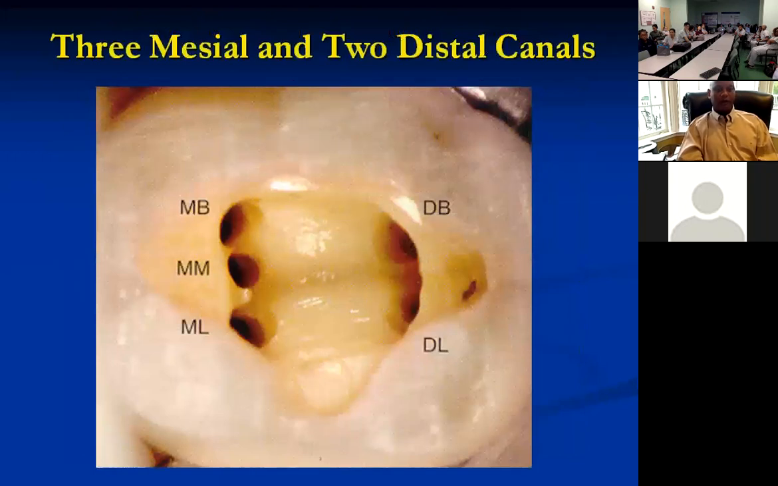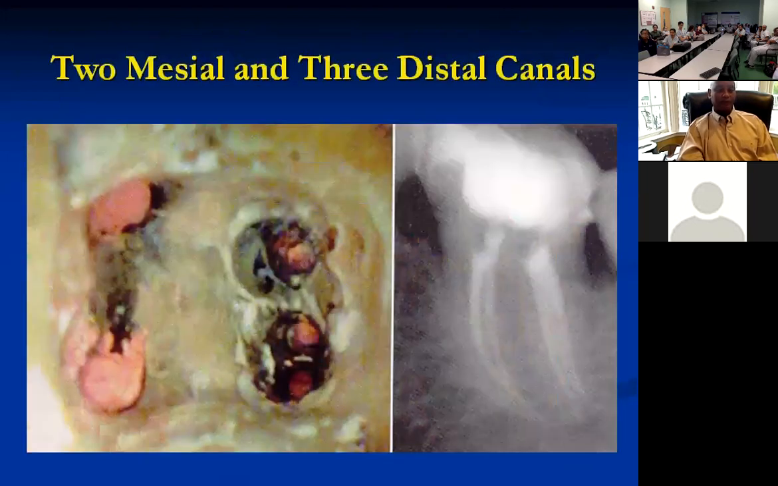Here's another case with 3 mesial and 2 distal canals, okay? And once again, this has that middle mesial canal we were talking about, the lower molars. This has 2 mesial and 3 distal canals. And if you look at the distal, this one has a bifurcation as you go down into that canal.